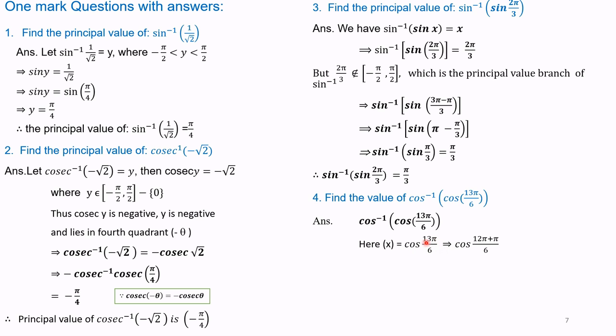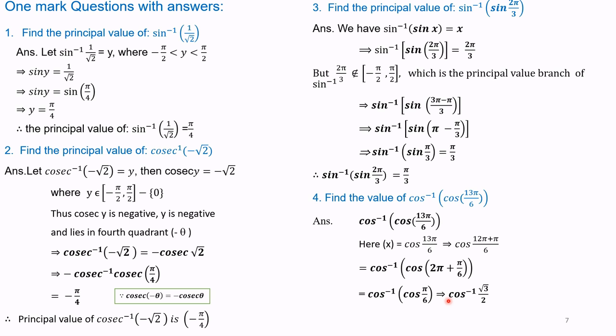So 13 pi can be written as 12 pi plus pi divided by 6. We are expressing it in terms of radians, where pi is 180 degrees. Therefore, it is cos inverse of cos of 12 pi by 6, which is 2 pi, plus pi divided by 6 remains as it is. Therefore, the given relation becomes cos inverse of cos of pi by 6. 2 pi is 360, so this is 360 plus theta. So cos of 360 plus theta is cos theta itself.